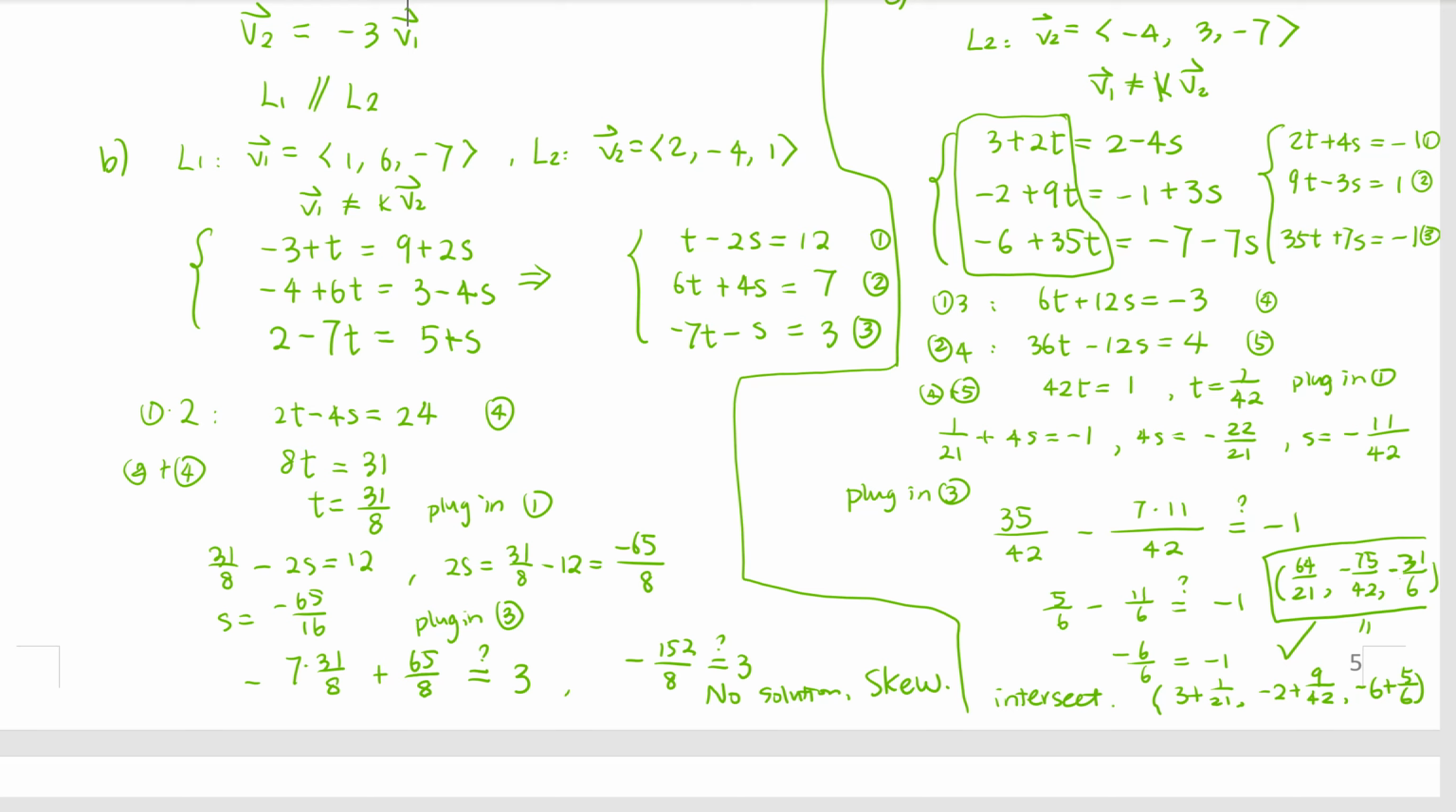Now we have seen all three cases. We can have the lines parallel, we can have them skew, and we can have them intersect. Let's continue in the next video. See you soon!